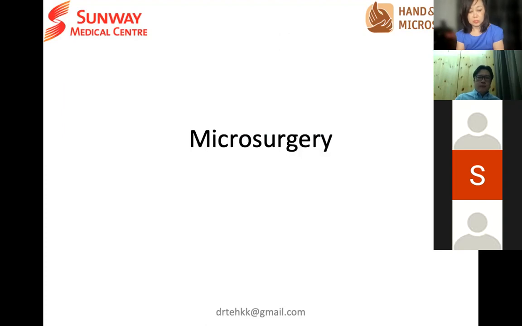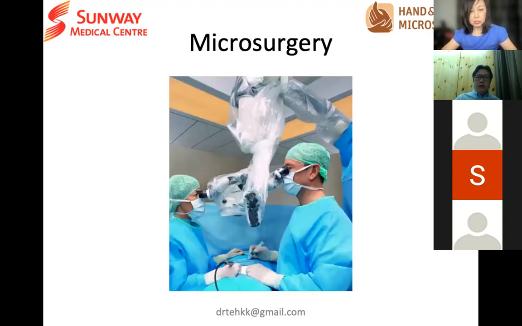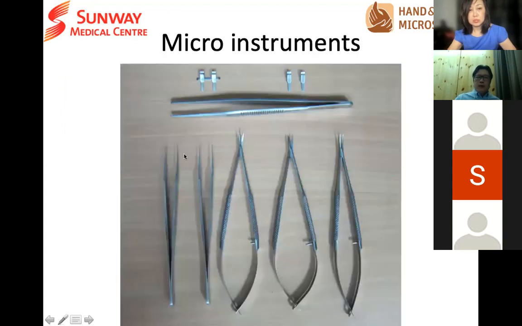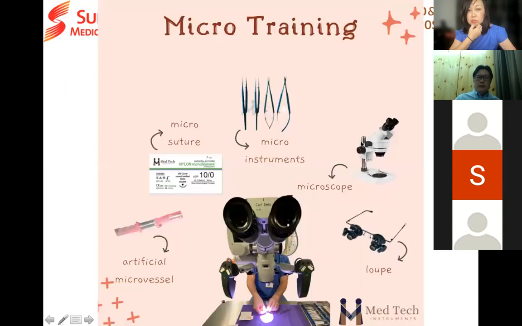So this is one of the things that we do, microsurgery. Microsurgery is basically just doing surgery under the microscope or some sort of magnification. So this is a microscope. This is just a photo from the internet. We use micro instruments like this, and we do micro training as well. This is a table microscope. You can use loupe magnification.